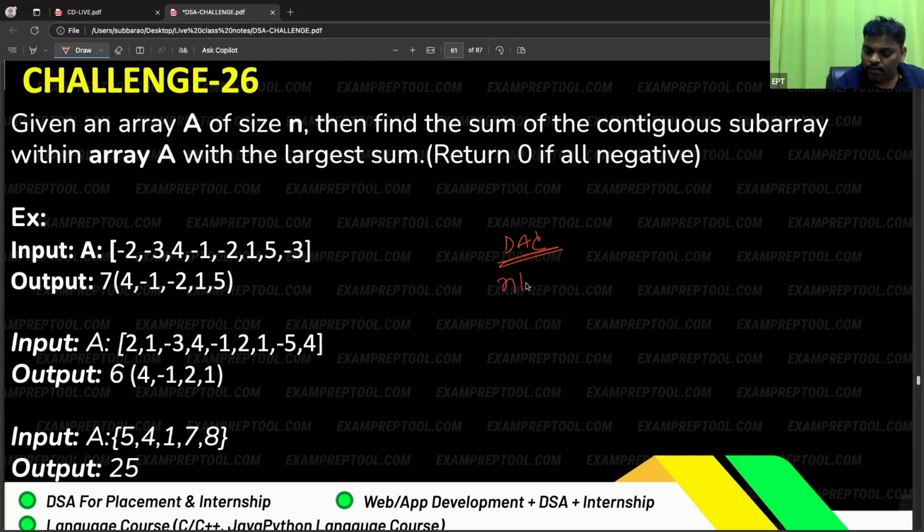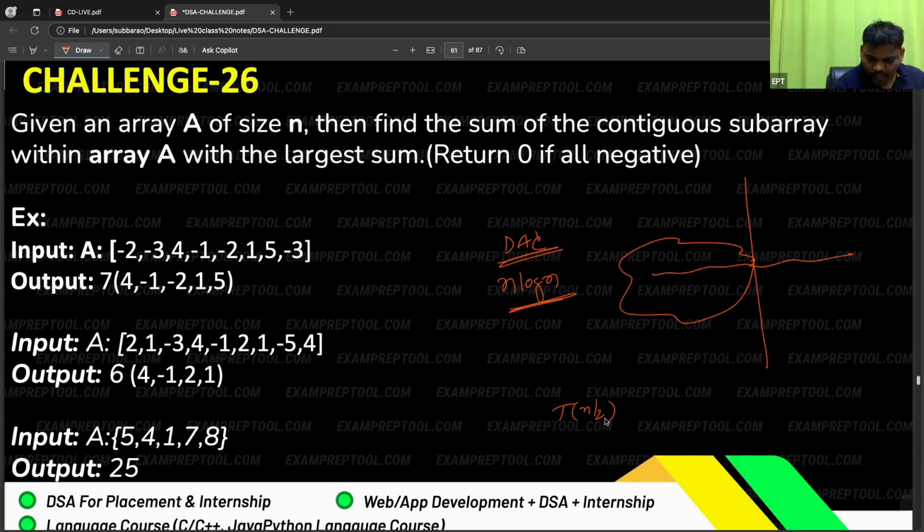Time complexity is n log n. How? This is the array. Divide into two parts. Left, to find out the maximum sum, takes T(n/2) time. Using recursion, find out the maximum sum on the right, which will take one more T(n/2) time. Next, you have to combine.